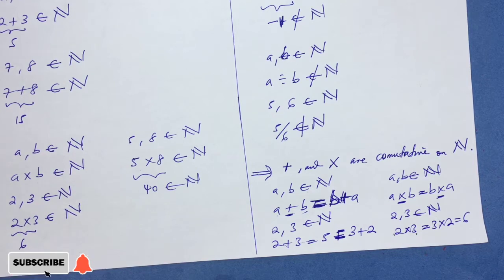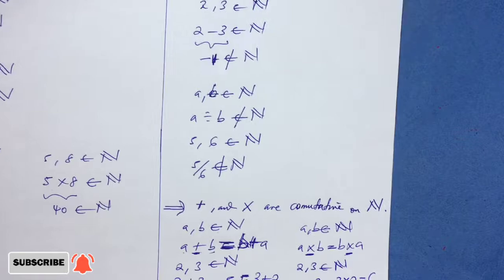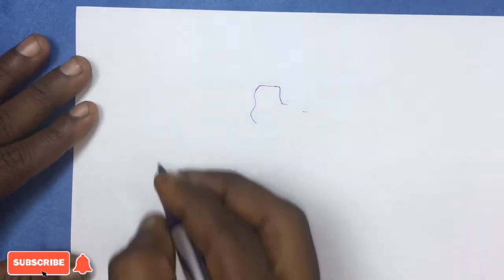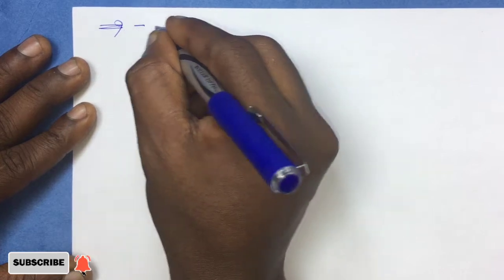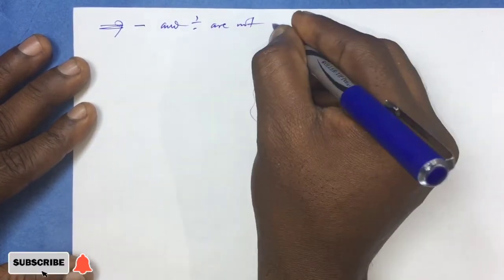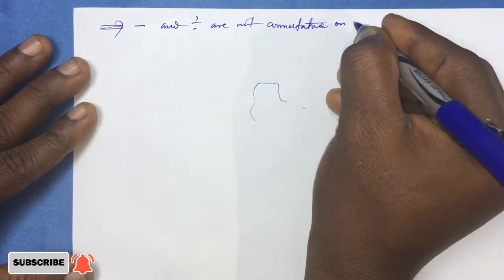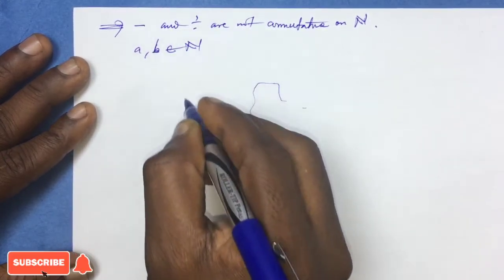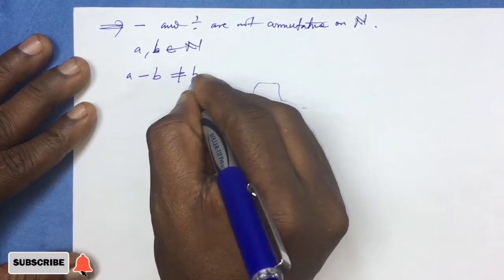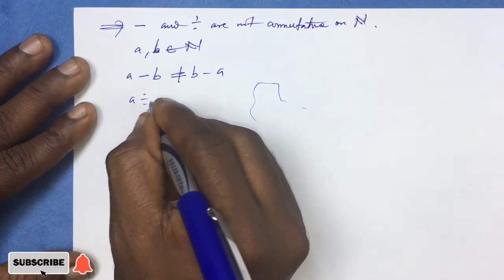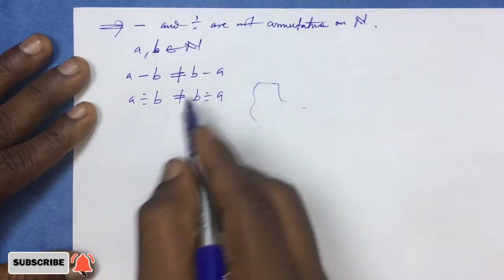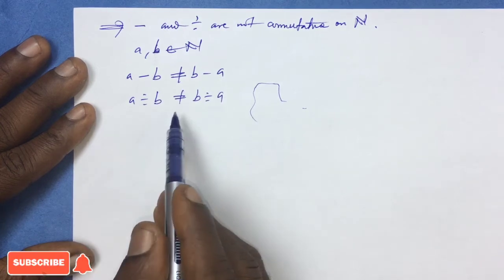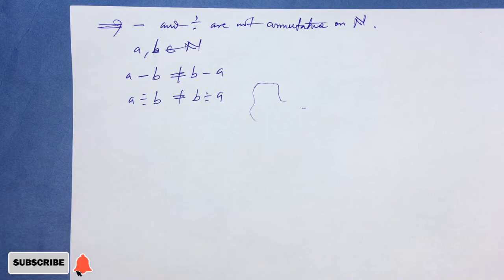Now, let us go to the next property. You will notice that whereas addition and multiplication are commutative on n, subtraction and division are not commutative on n. So that property states that subtraction and division are not commutative on n. And why is that so? It means that if you select any two elements, a and b, that are members of n, then a minus b is not equal to b minus a. Likewise, a divided by b is not equal to b divided by a. And when this happens, it means that subtraction is not commutative on n, and likewise division is not commutative on n, because the result in one direction is not the same as the result in the other direction.